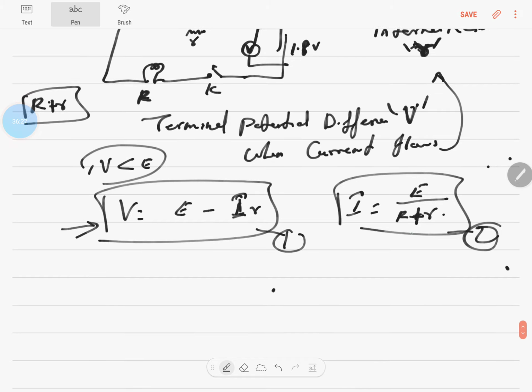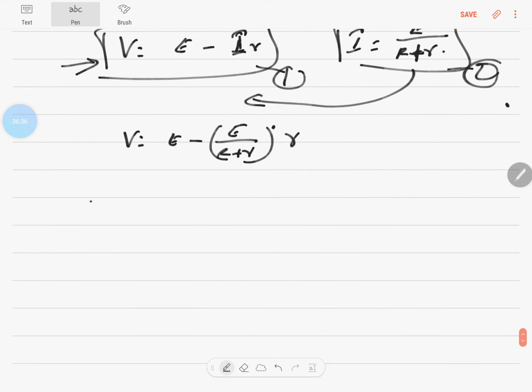So we can substitute this I in this equation. So V is equal to E minus E by capital R plus small r into R, where I am going to cross multiply: VR plus Vr is equal to ER plus Er minus Er. This and this get cancelled. I want to find a relationship between capital R and small r. So I'm going to consolidate capital R. So then I'm going to take this to the other side.